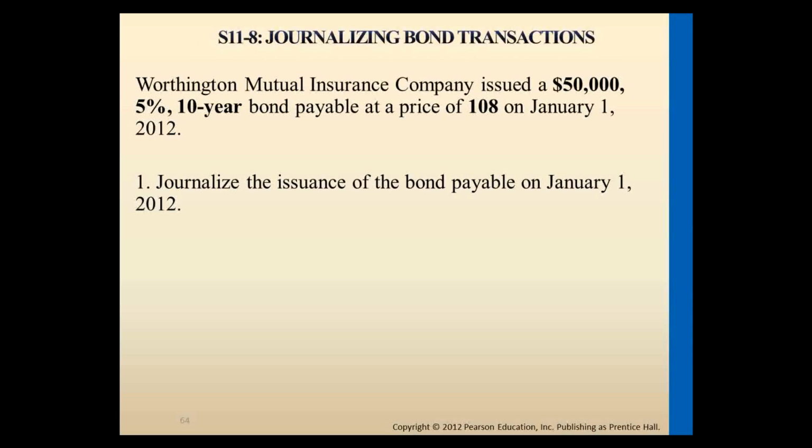Okay, let's work on an example. This company issued $50,000, 5% bond, 10-year lifetime, at a price of 108. Okay, so again, try to journalize the issuance entry. What is the interest spread along every half a year?